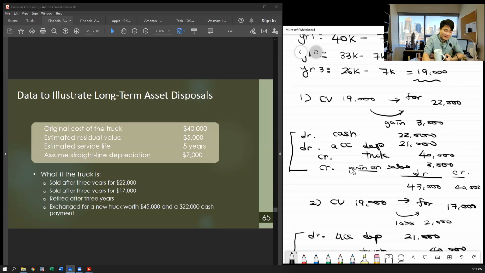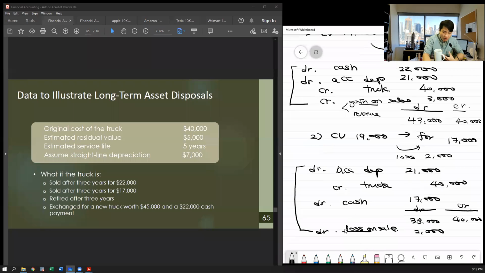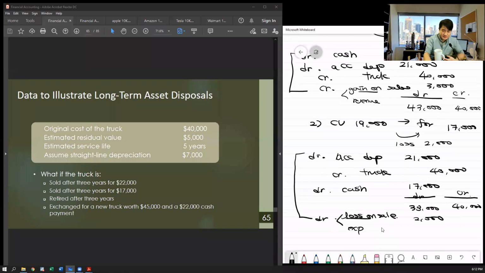So basically gain is kind of similar to revenue, right? You're making some, yeah. So when we record a revenue, we usually credit it. And for loss, it's quite similar to expenses. Whenever we record expenses, we usually debit expenses, right? So that's basically the intuition that you can base.